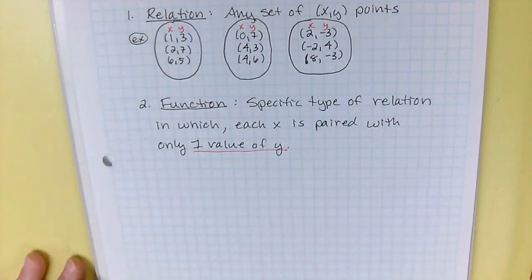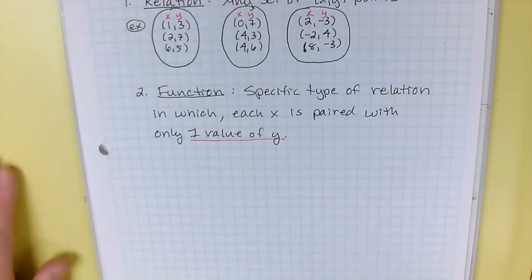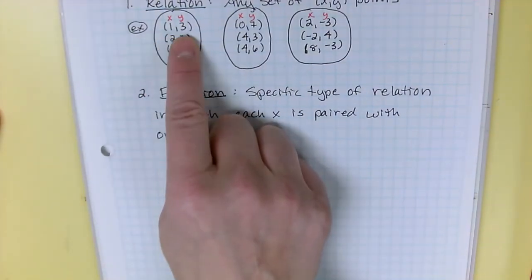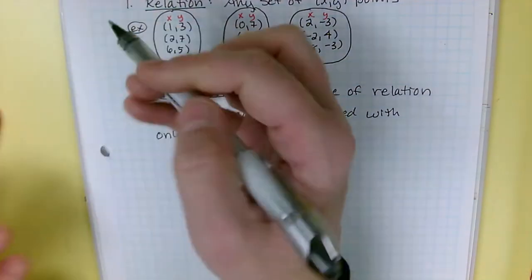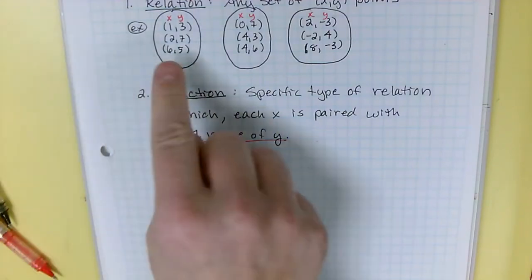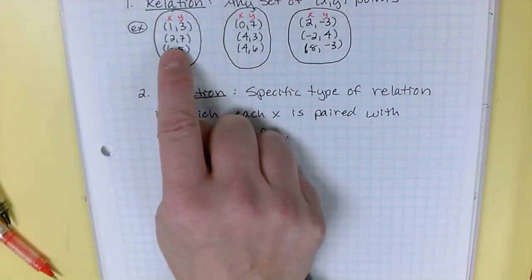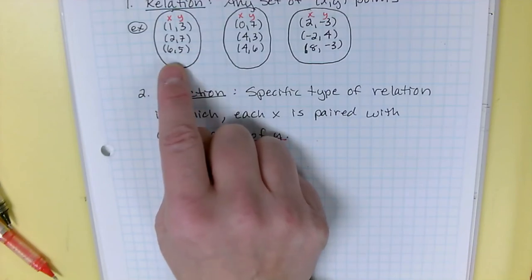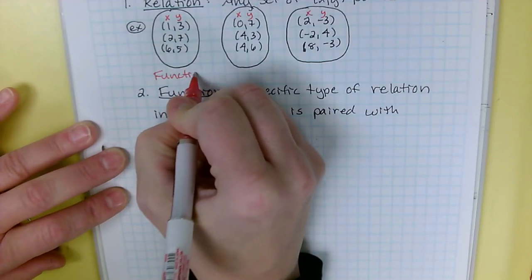So let's look at these 3 relations that you've drawn and decide which ones are functions and which ones aren't. Okay, so in the first one, 1 goes with 3, 2 goes with 7, 6 goes with 5. So 1 doesn't go with anything else, so it's good. 2 doesn't go with anything else, and 6 doesn't go with anything else. So this relation is a function.